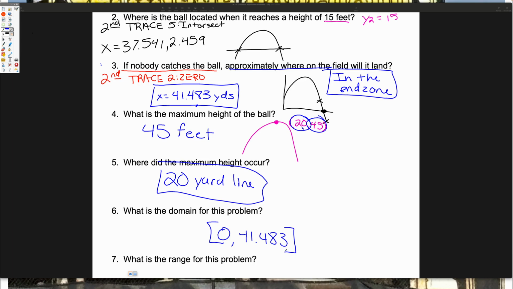Well, it was just saying he's rocking back, he's just throwing a ball up, and it says if nobody catches the ball, this is where it's going to land. Now, if somebody catches it, it's going to be different.